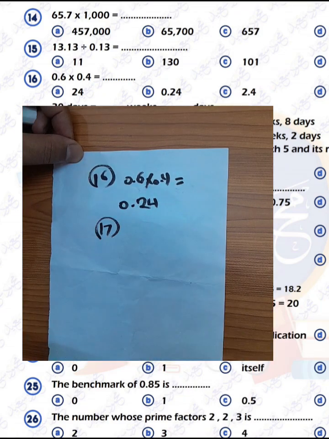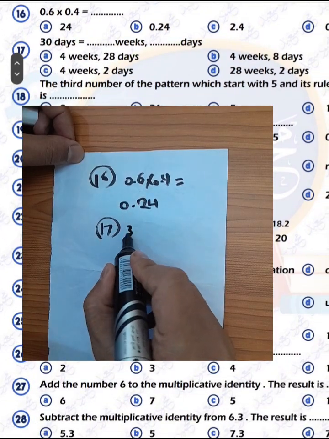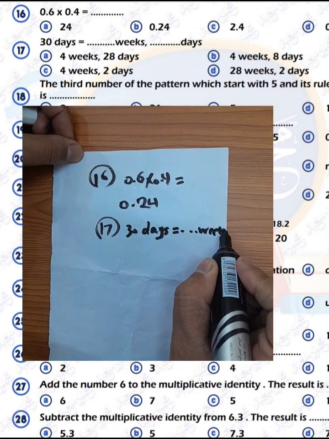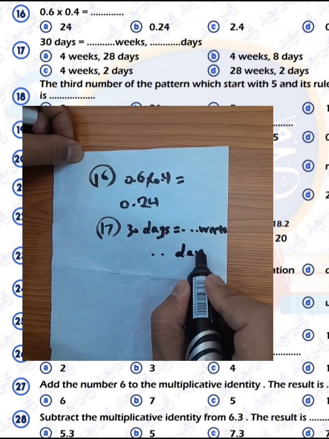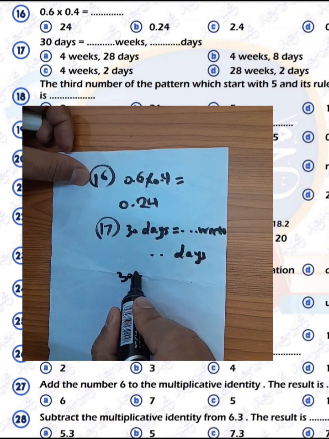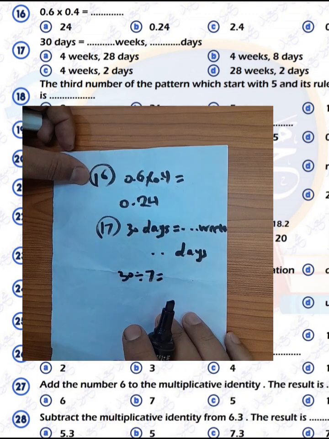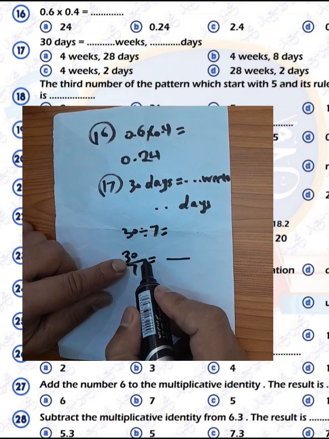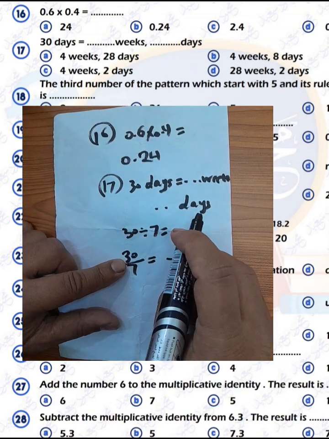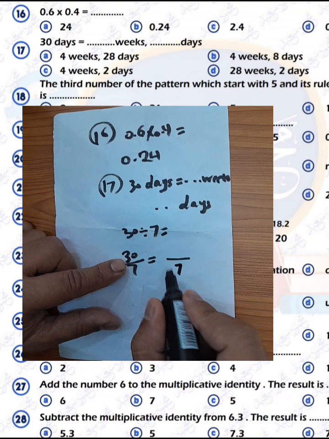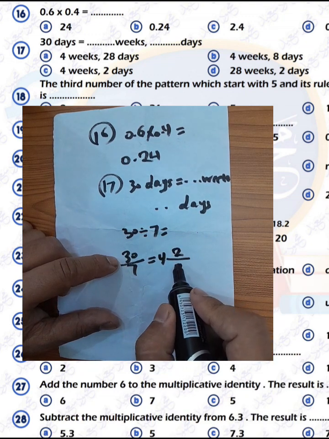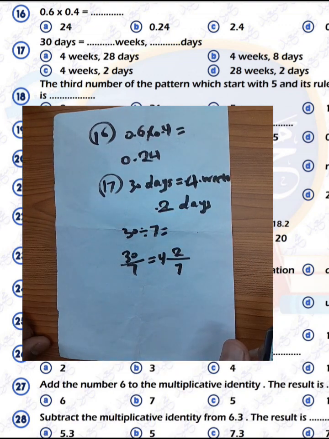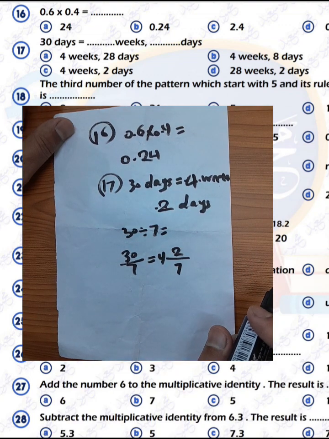Question 17. 30 days equals how many weeks and days. 30 divided by 7 because 1 week equals 7 days. We can write 30 over 7, convert from improper fraction to a mixed number. 7 times 4 equals 28 and the remainder is 2. Then we will have 4 weeks and the remainder 2 days. Okay, then 4 weeks and 2 days.